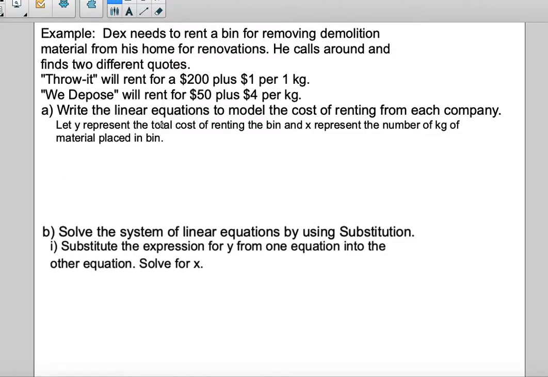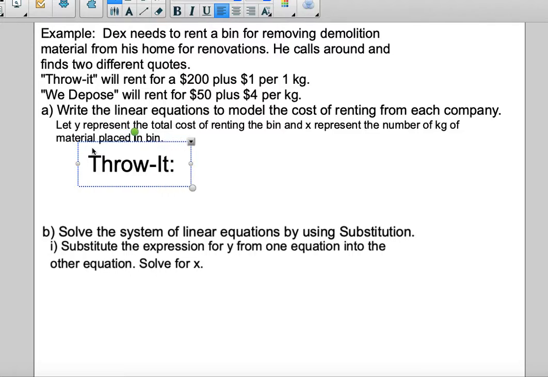So the best way to write these would be in slope y-intercept form. So if we've got Throw It, our equation would be y equals, because this is the total cost of renting. So this would be our rate, dollar per kilogram, and this would be our fixed cost, or our y-intercept. So we would have 1x, or just x, and then plus 200 for that first company.